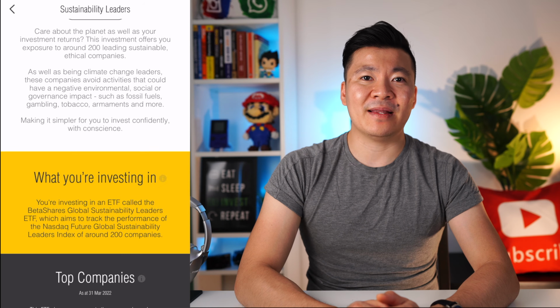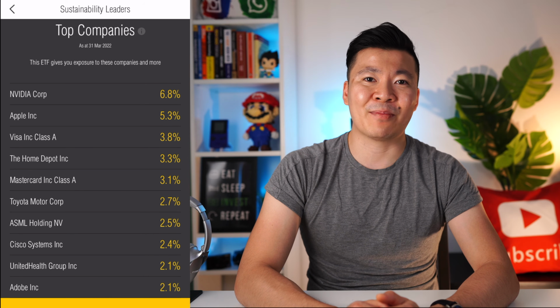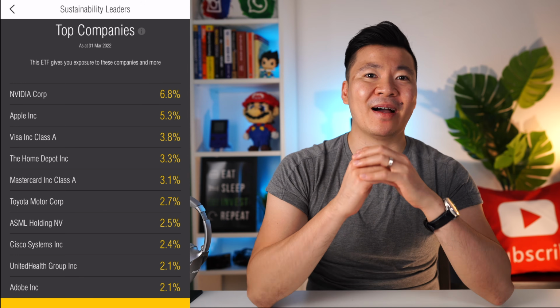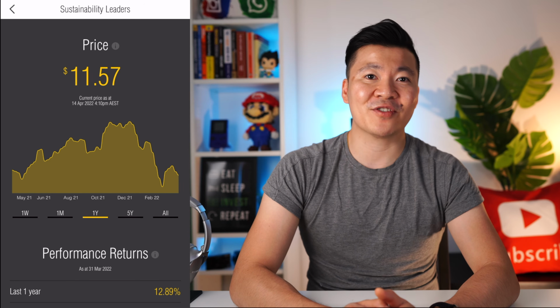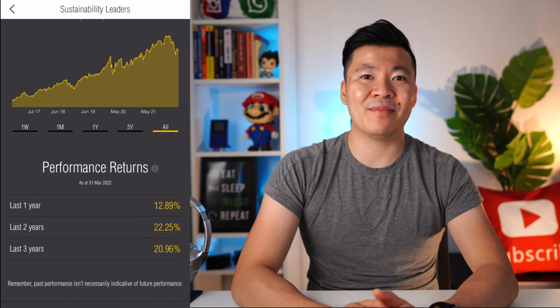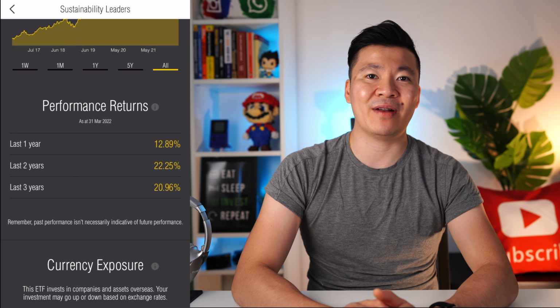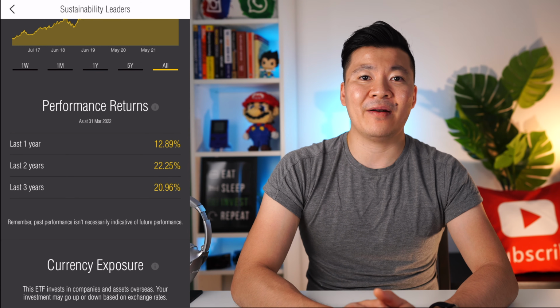Some of the top companies in this ETF include Nvidia, Apple, Visa, and Toyota, which I think is a surprising inclusion. Despite being a car company which runs on fossil fuel, Toyota has made it its mission to phase out fossil fuel cars with greener options. If you look at their price history, it has performed very well since its inception in 2017. It returned 17% in the last year and about 21% on average in the last 3 years. And as awareness for ethical investing grows, so will the popularity of this ETF.